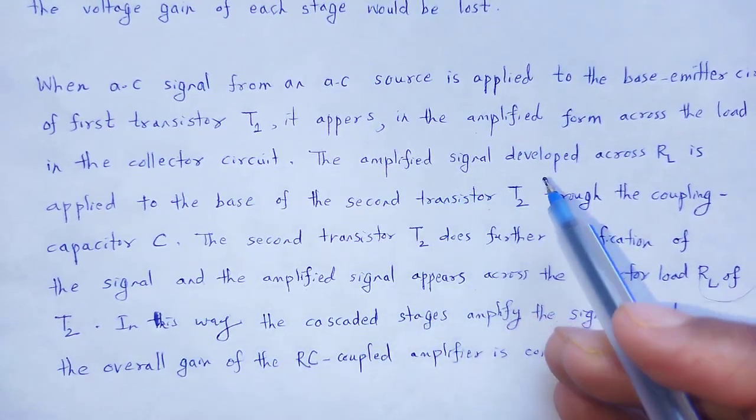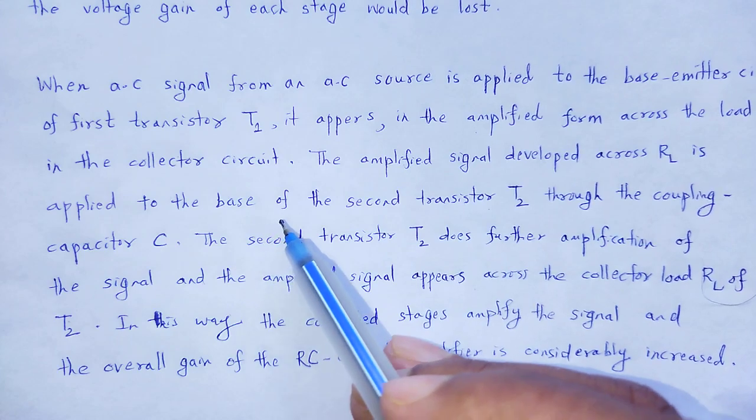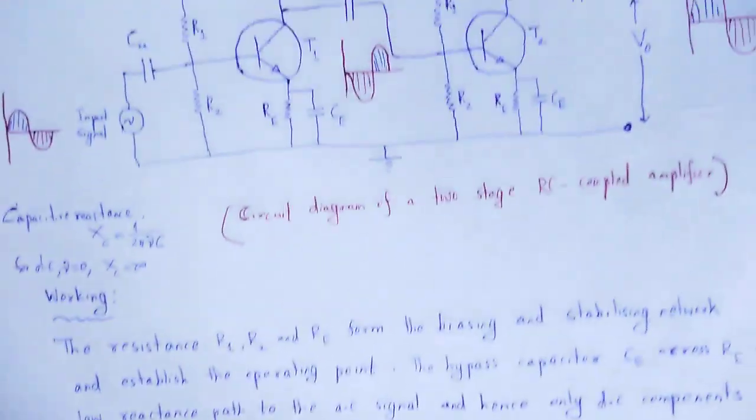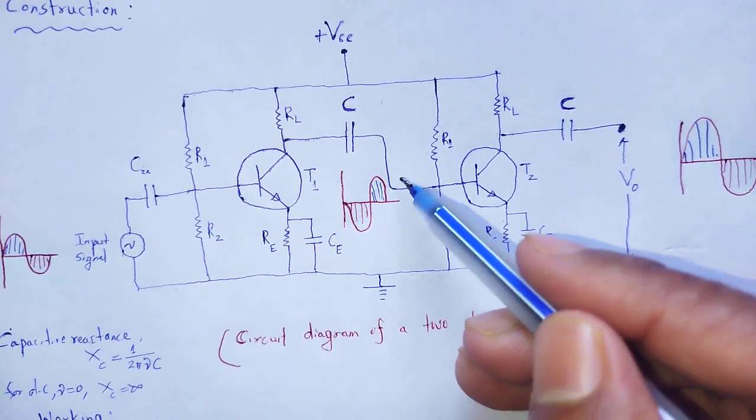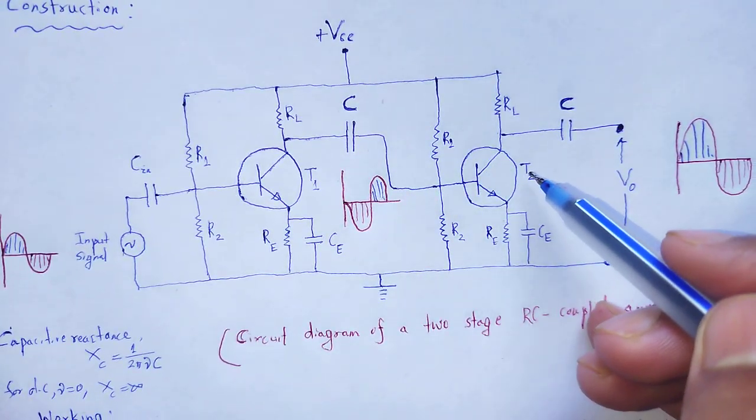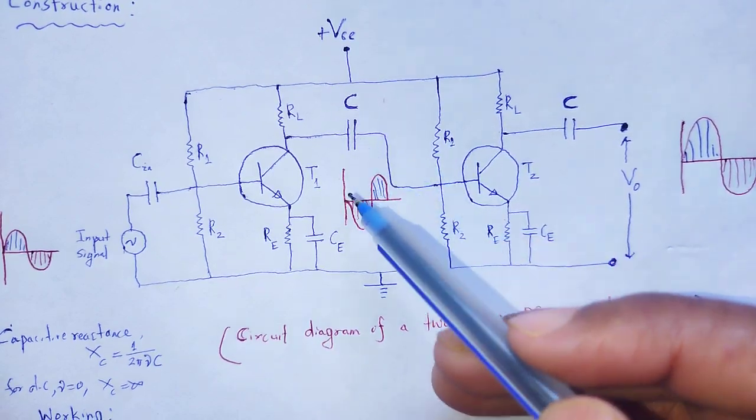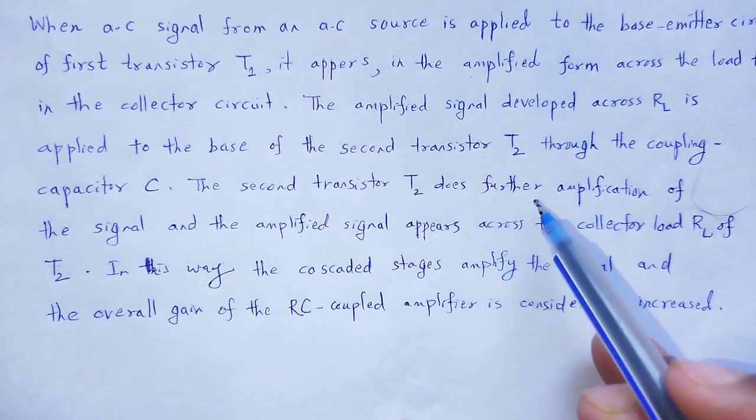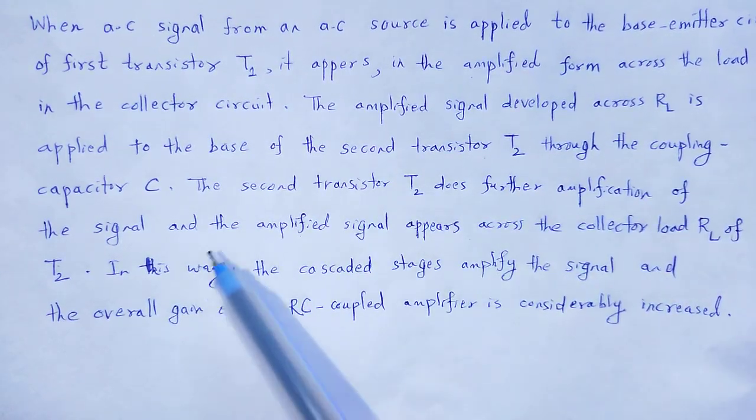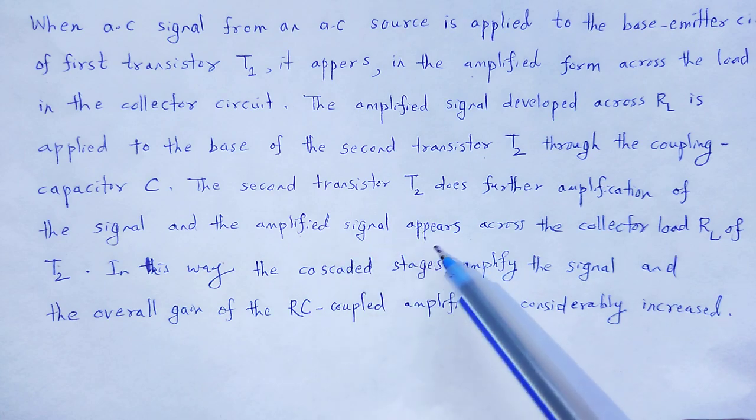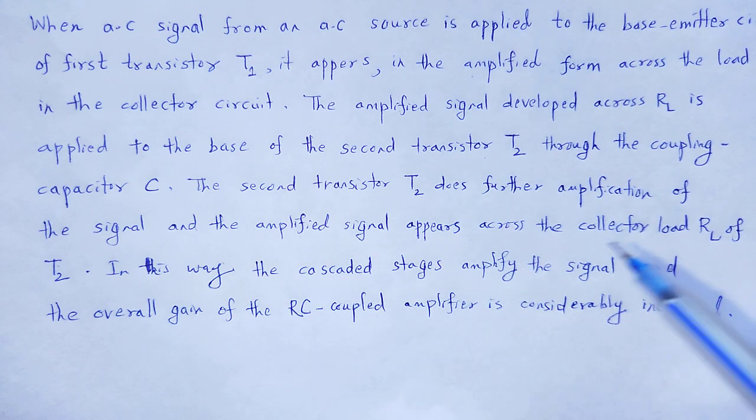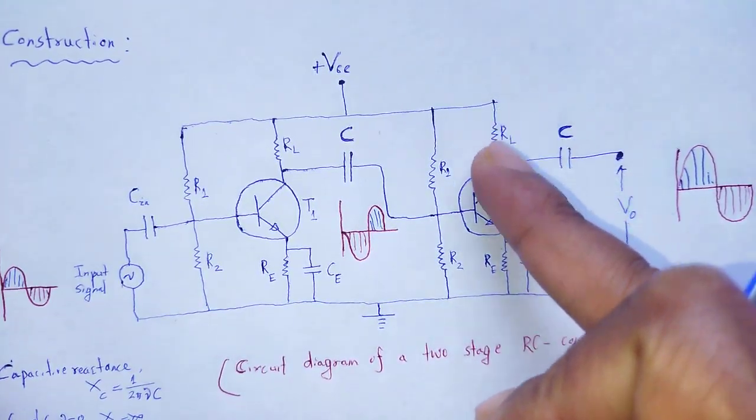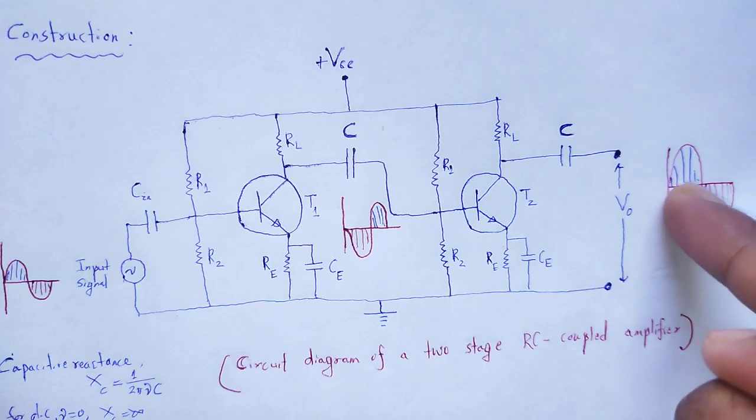The amplified signal developed across RL is applied to the base of the second transistor T2 through the coupling capacitor C. The second transistor T2 does further amplification of the signal, and the amplified signal appears across the collector load RL of T2. Again, we obtain the amplified signal across the collector load RL.